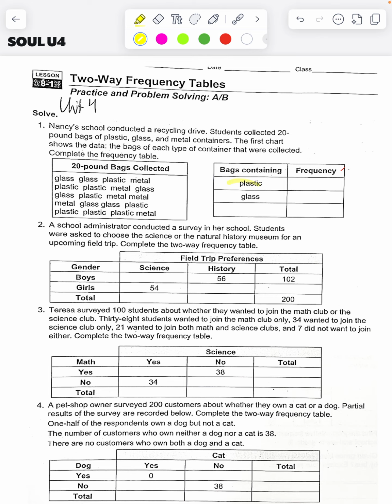Okay, let's look at plastic. Plastic, how many times here? The first one, second, plastic, plastic, plastic, plastic, plastic. So how many plastic? 1, 2, 3, 4, 5, 6, 7, 8. Did I miss anything? Okay, 8. So plastic, there are 8. It happened 8 times, so 8 bags of plastic.